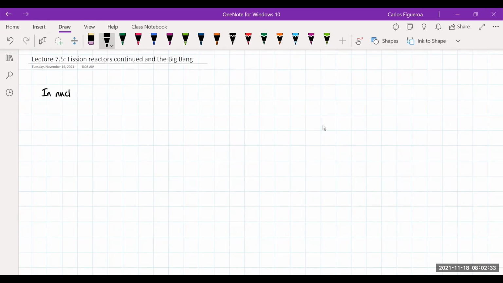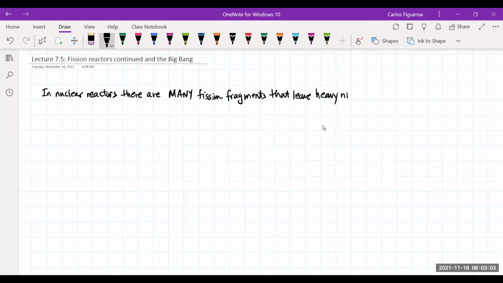In nuclear reactors, there are many fission fragments that leave heavy nuclei. So we only focused on one, so I'm going to continue that, but here's what we typically see here.